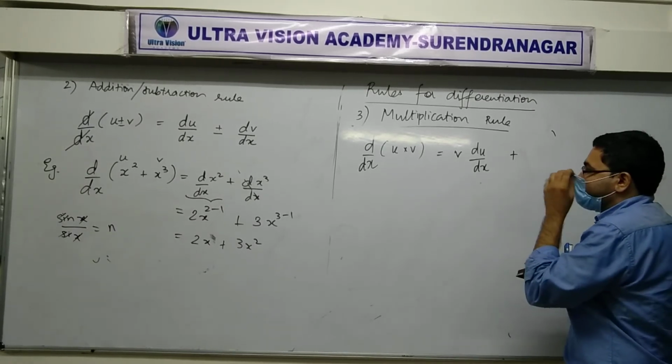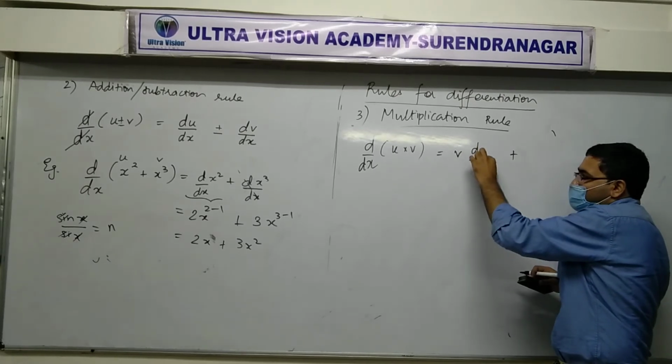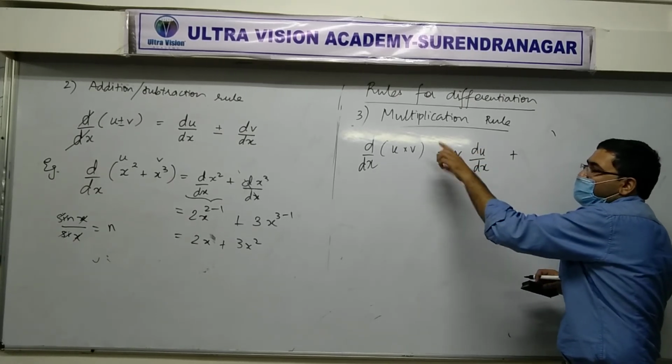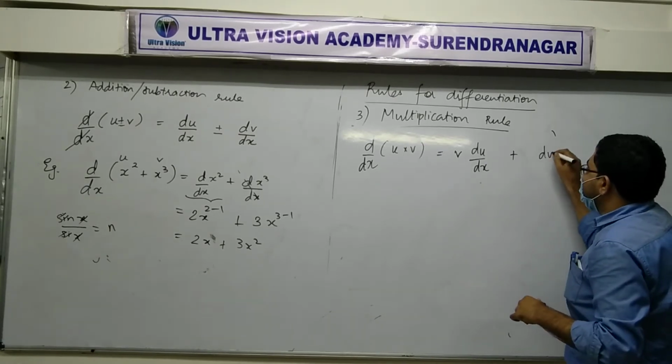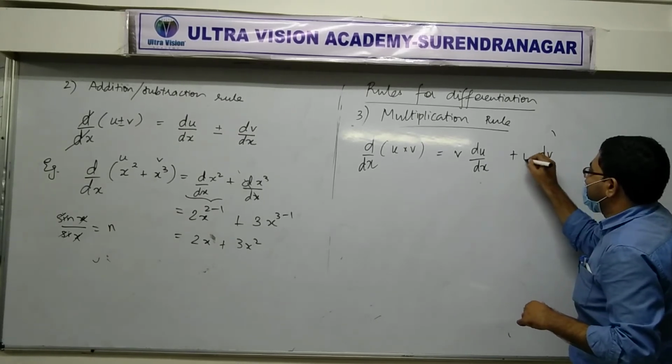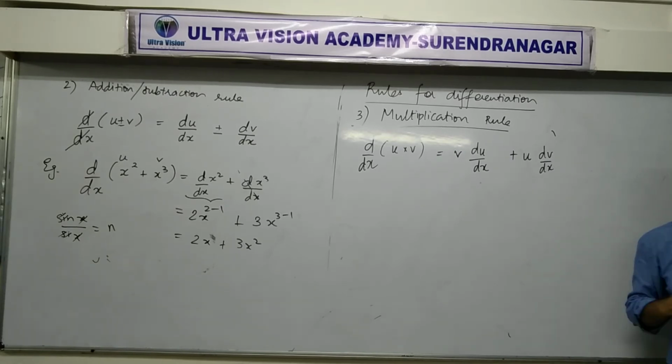Now do reverse. That is, here you did differentiation of u. Now you have to do differentiation of the other one. What is the other one? v is here. So dv by dx and then multiply with u. Understood? Okay. So that's how it works.